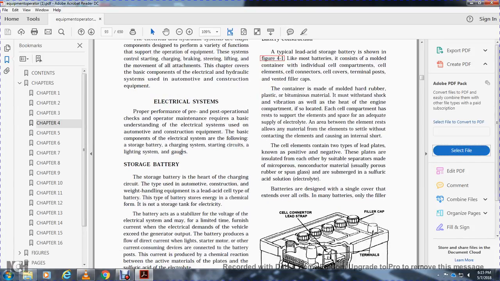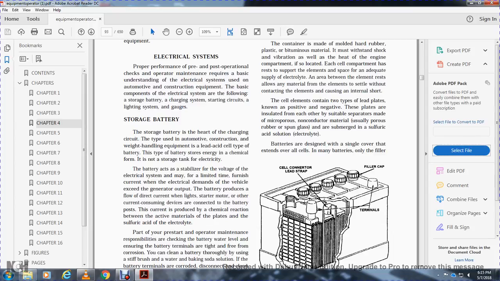The storage battery is here with the charge over the circuit. The type of the automotive construction weight handling equipment is lead acid type of cell of the battery, with the type of the battery storing energy with the chemical thermal lead in the storage tank for electricity. The battery to access the stabilized voltage electrical system may be the limited for the circuit with the electrical demand vehicle to exceed with the generator output.